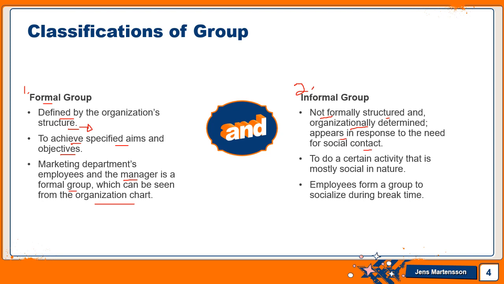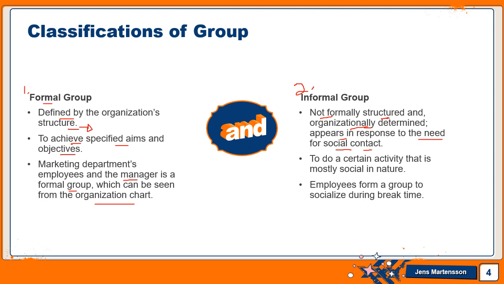So informal group is a group that is not structured by the organization, meaning that it is not determined by the organization. So informal group is only created to fulfill the social contact, or in response to the need for social contact. So informal group is created just to socialize, to gossip, okay, to chit chat. Okay, that is called as informal group.